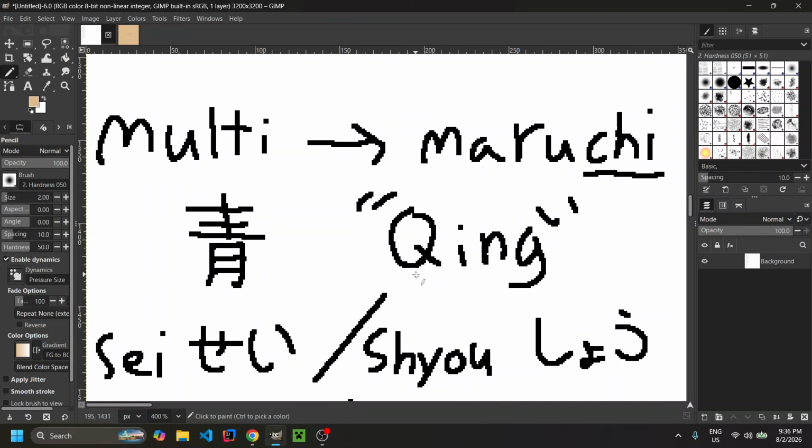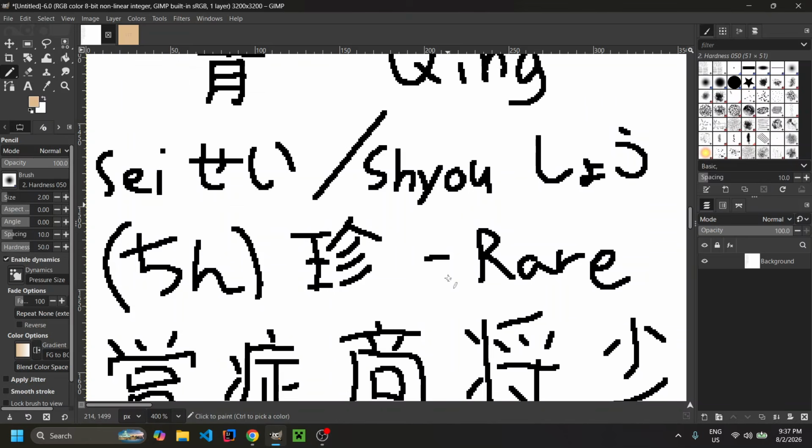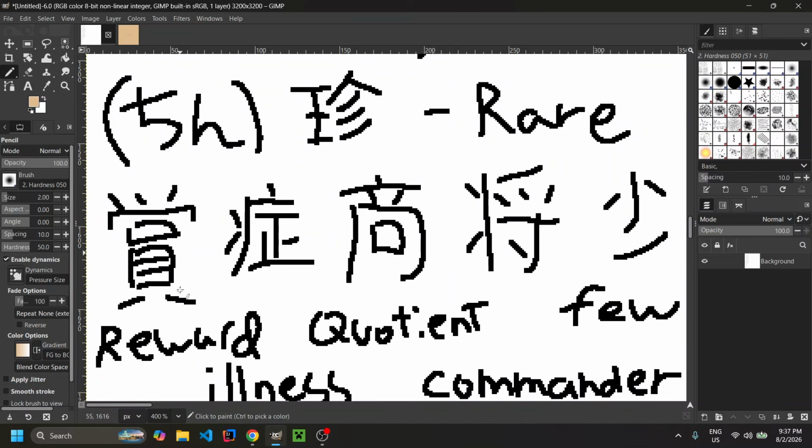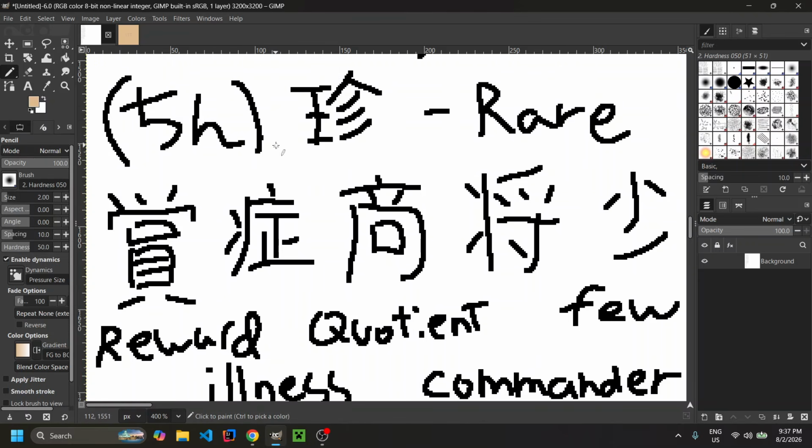And what's interesting about this is they actually have a qing. It's not the same because it doesn't have the G at the end, and technically the CHI isn't like a CH, it's a different sound, but they have this one, qin, which means rare. And instead of giving it the same pronunciation, they gave it se and shou. And shou is also interesting because there are 5 types of shou that I know of, which can be reward, illness, quotient, commander, or few, and they're all shou. But they couldn't give the proper reading, which I would have felt is much closer.